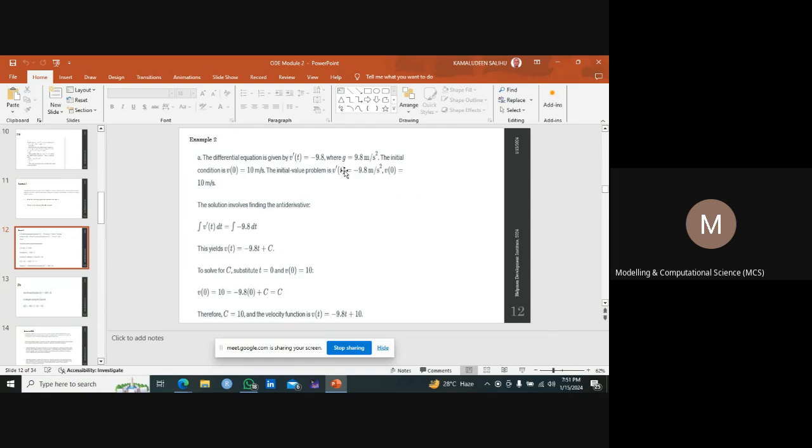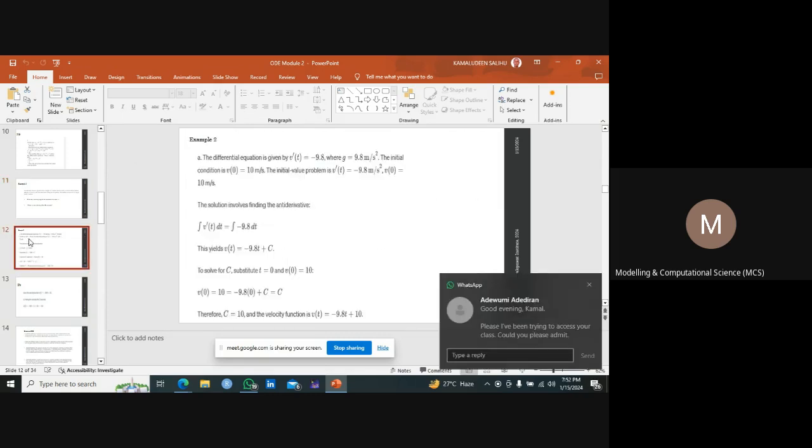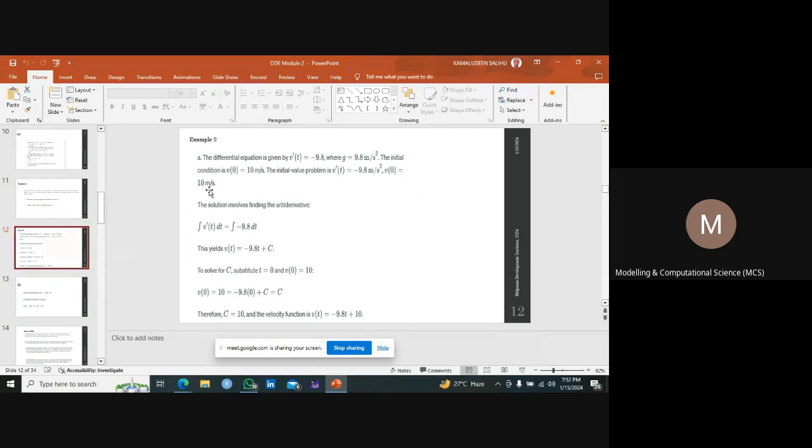So from this question, we have the differential equation given as this, that is, the change in velocity is equal to negative 9.8, that is 9.8 for our gravity. So we understand this already from our physics. Then from the question, the initial condition is a velocity of 10 meters per second.